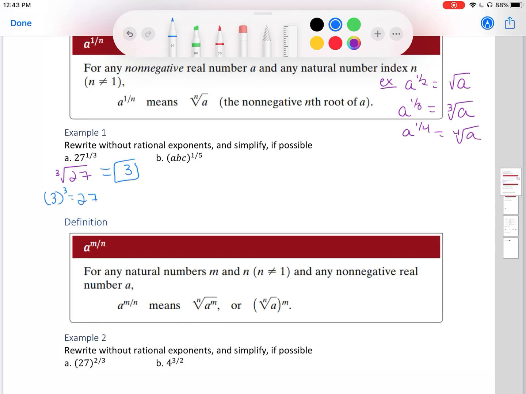Next problem, ABC raised to the 1/5 power. So this would be the 5th root of ABC. And since they're all raised to the 1/5 power, they're all under the same radical. You can write parentheses or not, your call.